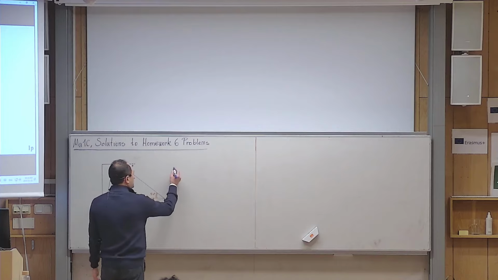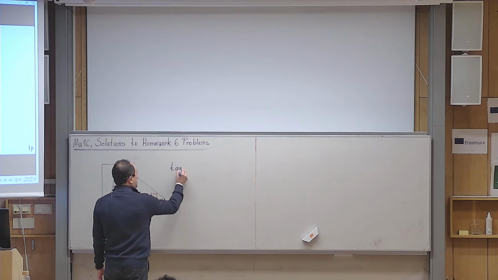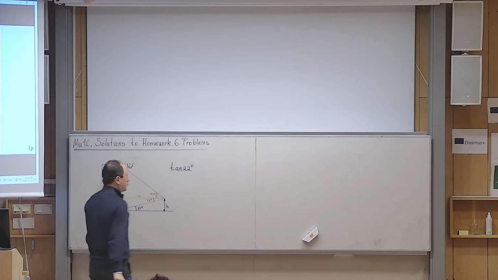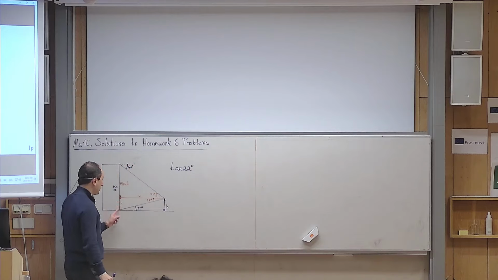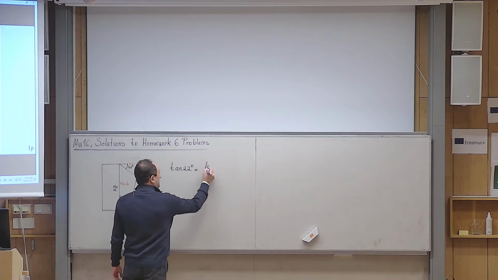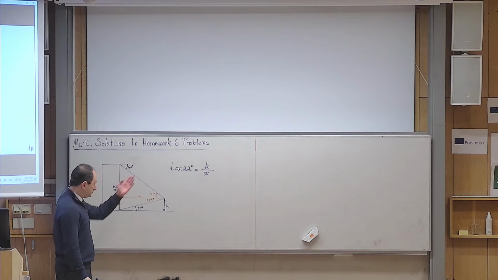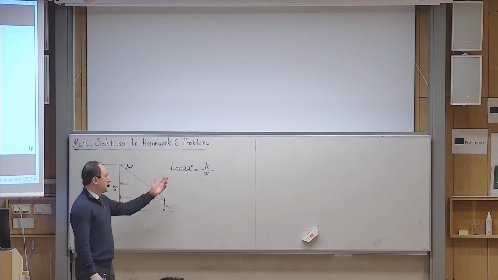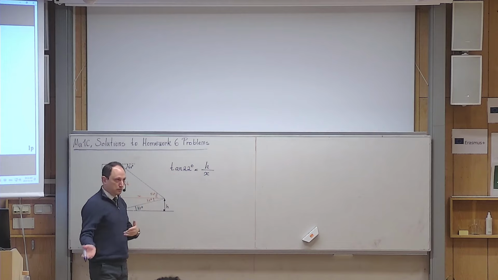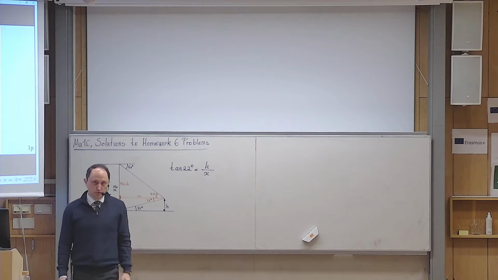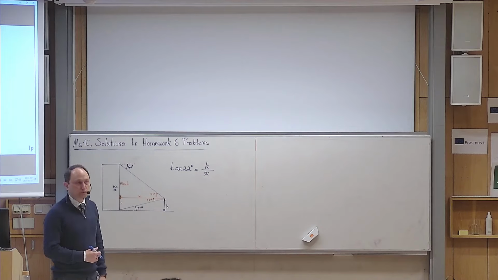Because now you have also the good feeling, at least you told me to use tangent, so I'm using it. Tangent 22 in this small triangle is the opposite side, which is h divided by x. How many unknowns are involved in this problem so far? H is unknown, x is unknown, but tangent 22 is known because I can put it in calculator. So this is one equation with two unknowns. It is not possible to solve it. So I need another piece of information.